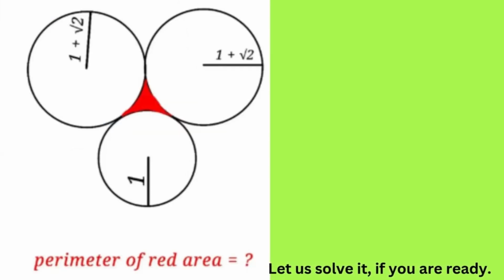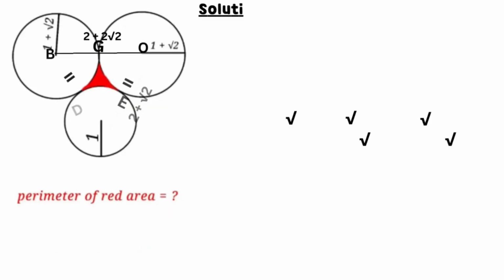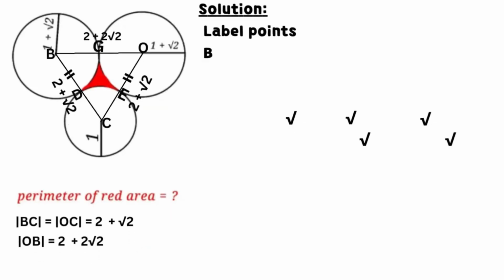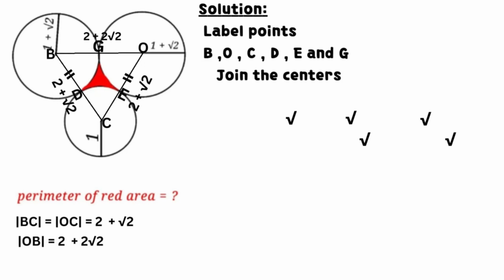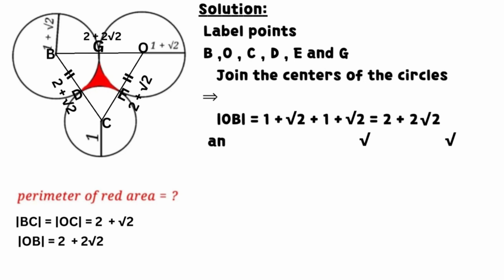What is the perimeter of the red area? Label points B, O, C, D, E, and G. Join the centers of the circles.